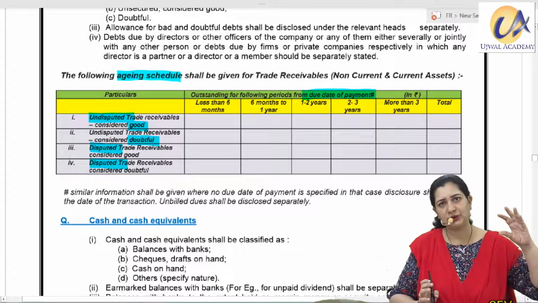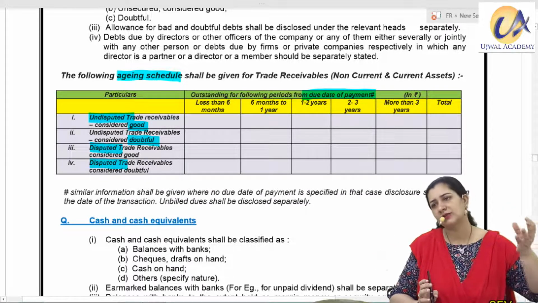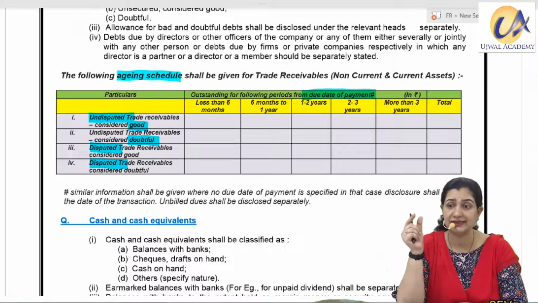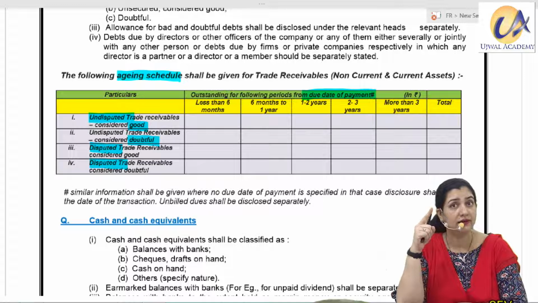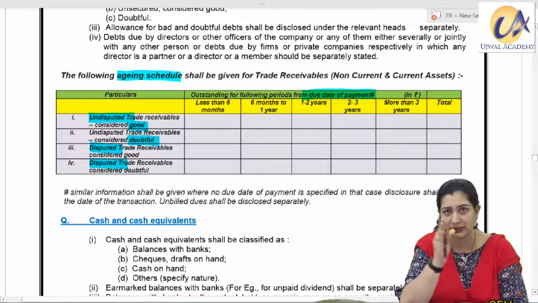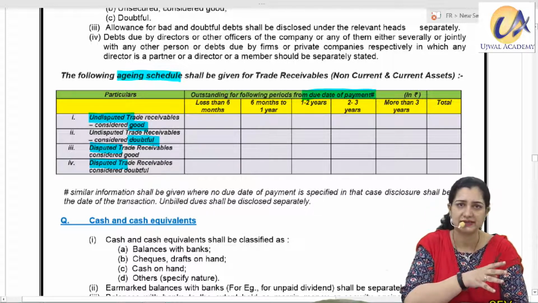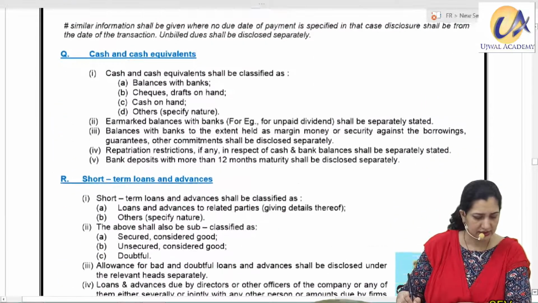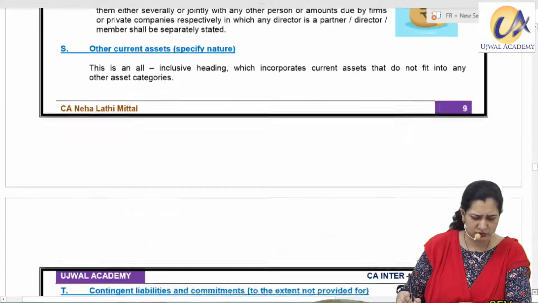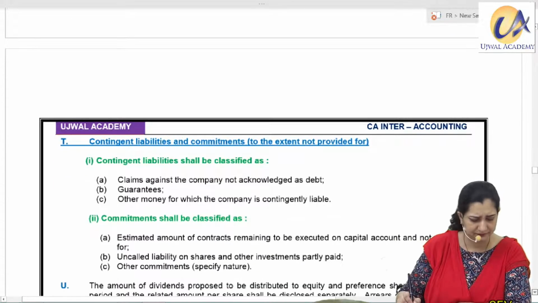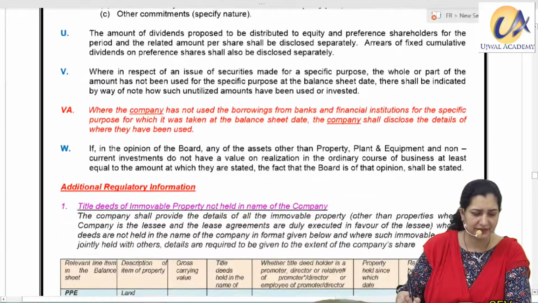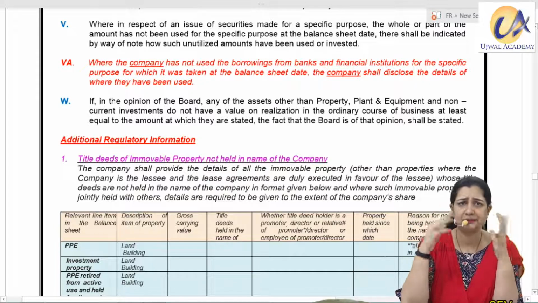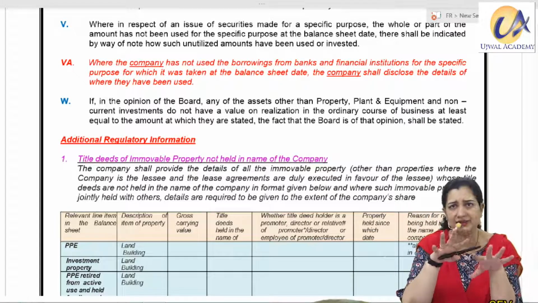Okay. So aging schedule for trade payables as well as we have for debtors. One thing to remember, in our trade receivables, it starts with less than 6 months. There it was a year. It starts with 1 year. Okay, less than 1 year. But here it starts with 6 months. Then next we have got, all these are okay. No changes. So I'm not covering that point. Okay. Point number VA. Now whatever could affect the format of my balance sheet is already covered.